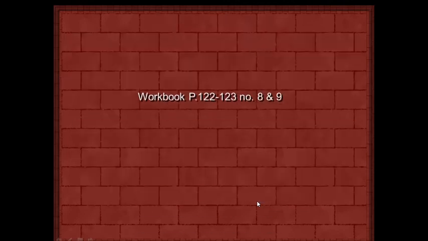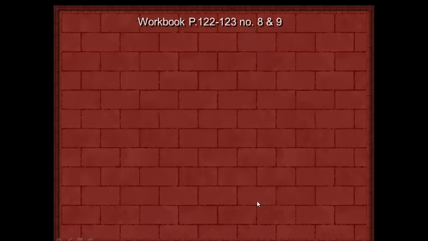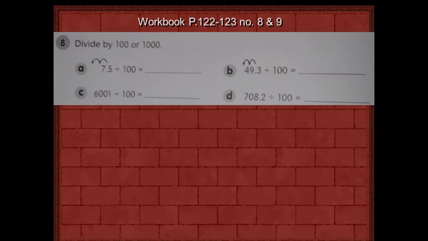Now go on to your workbook, page 122 and 123 for number 8 and 9. Number 8, divide by 100 or 1000. 7.5 is divided by 100. Move to the left 2 times. 1, 2. So the answer is 0.075.